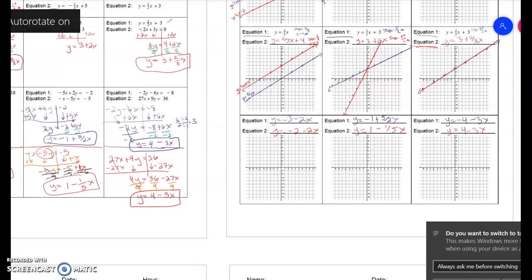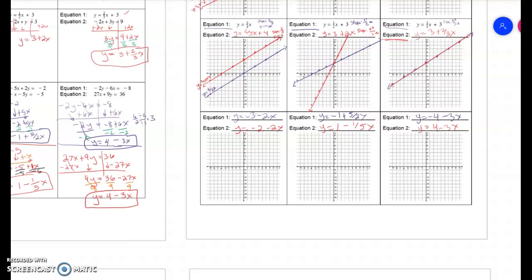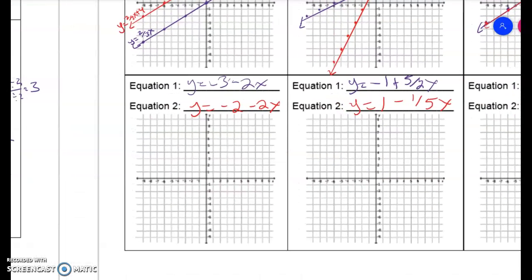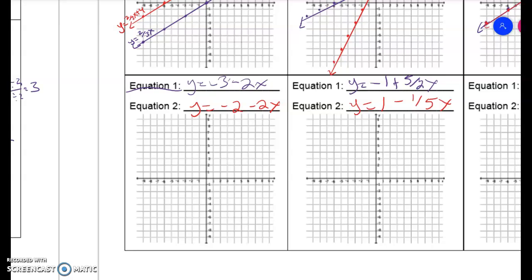Alright guys, sorry about this part 3. My microphone stopped working halfway through the video, so we're just going to continue on. What we're going to do is graph our first set of points here. So this is y equals -3 and -2x. Remember, this is going to be our number 1 equation, so we're going to start it at -3.